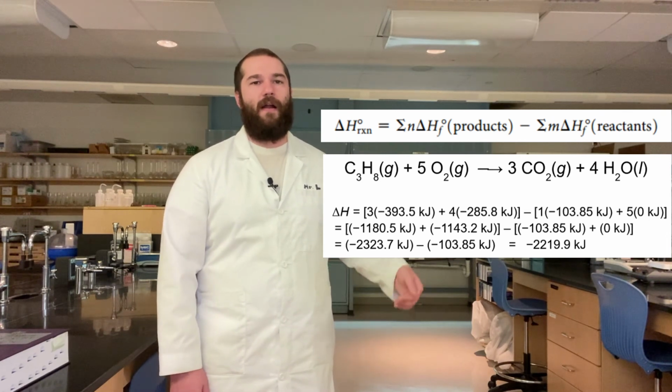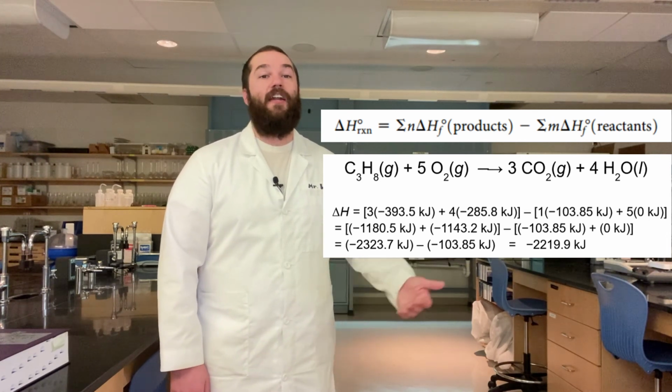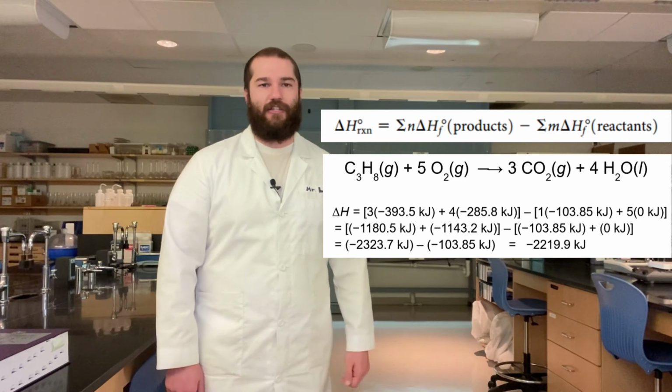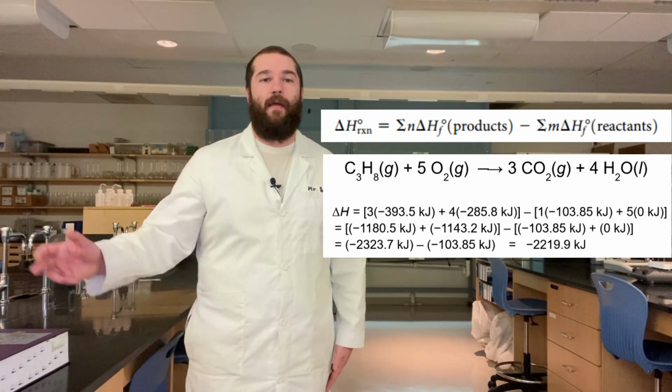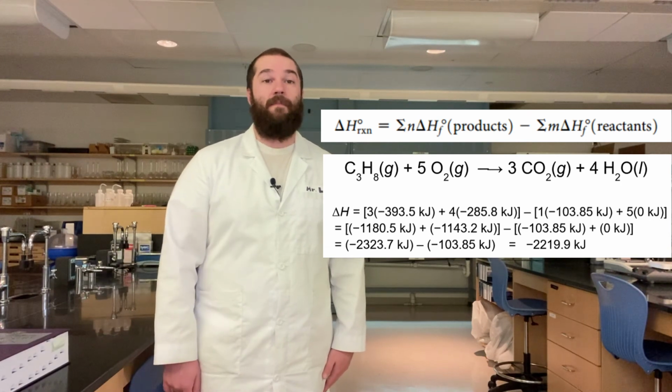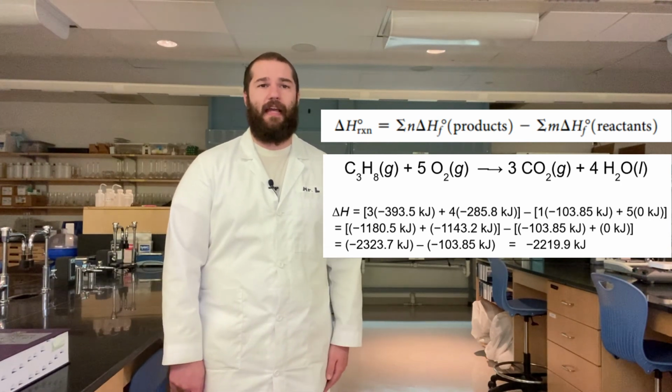So if we take our products minus reactants, we're going to get our overall delta H of reaction, and that's going to match up to our 3 steps of Hess's law. So this is how we pull our published values from these different manuals and calculate delta H.